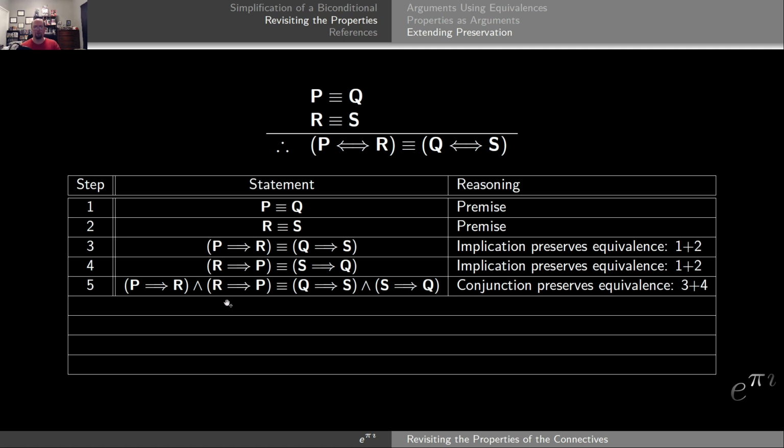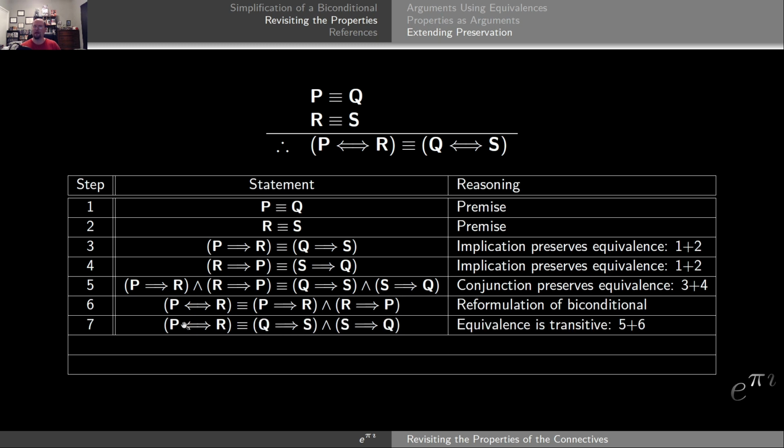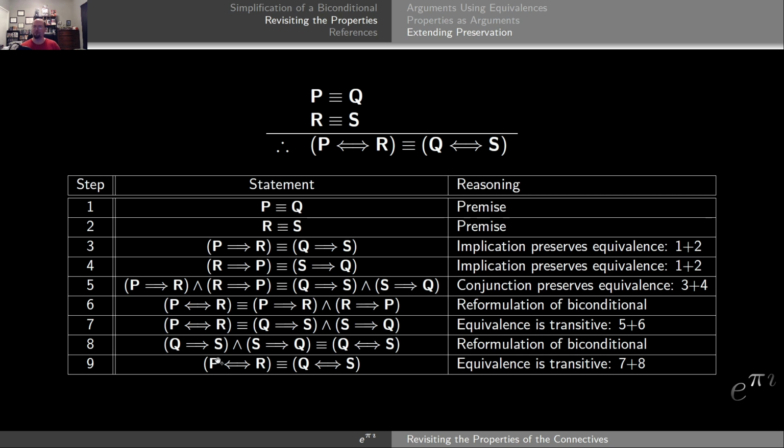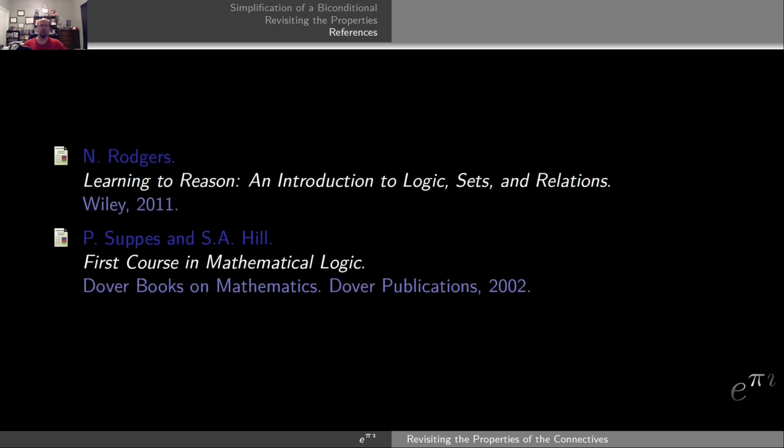So remember that P if and only if R is equivalent to P implies R conjunction R implies P. So by the transitivity property, I have P if and only if R is equivalent to Q implies S conjunction with S implies Q. Do this one more time. Q implies S conjunction with S implies Q is equivalent to Q if and only if S. So by transitivity, I have P if and only if R is equivalent to Q if and only if S, completing the proof. And that's where we'll stop for today.